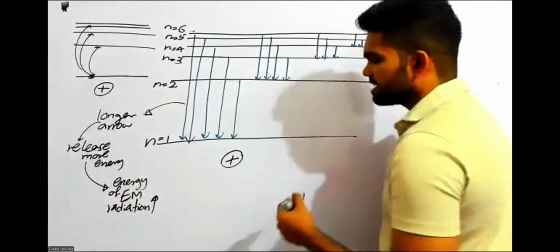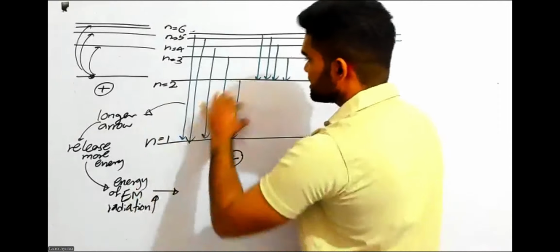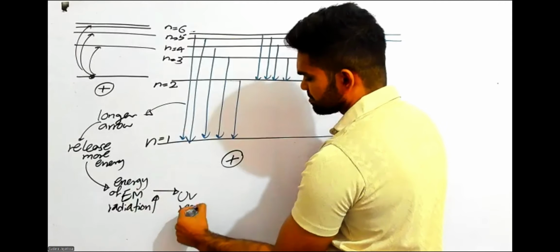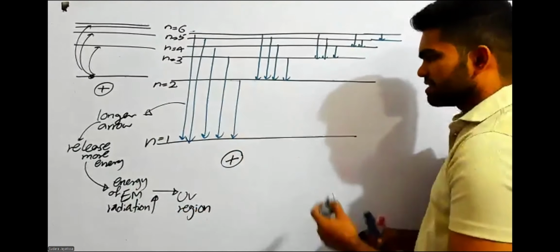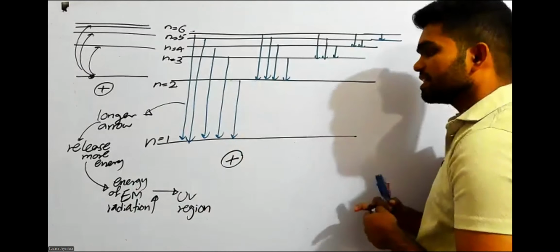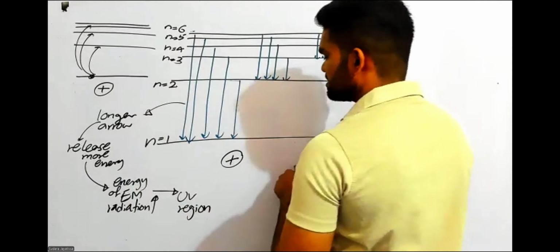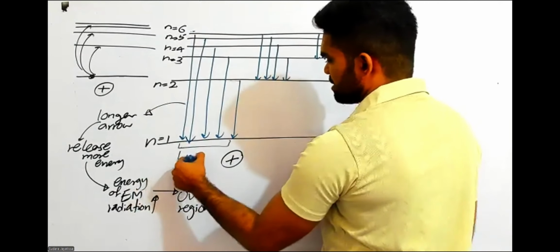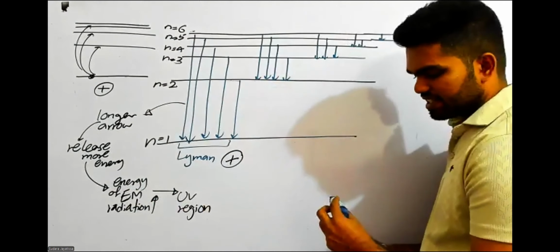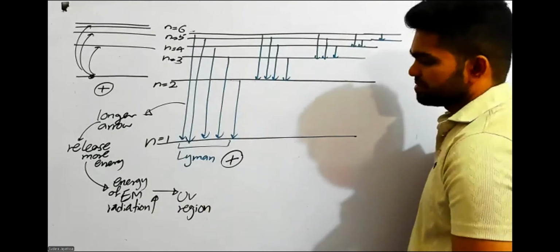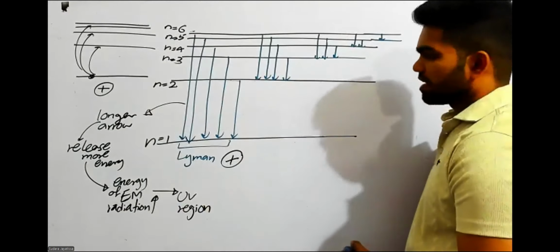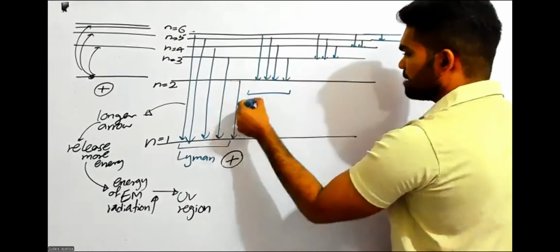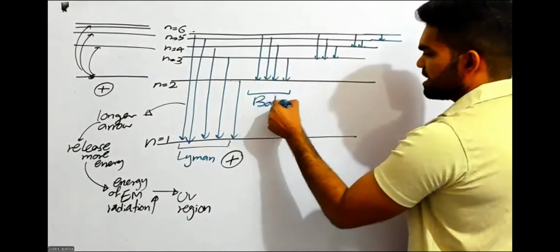Okay, so if the energy is higher, this belongs to what region? UV region. Okay, so that is discovered in the UV region. So we call this series what? Lyman series. Lyman series lies in the UV region, higher energy. Understood? And this lies in the Balmer series. Balmer series is there in the visible region.